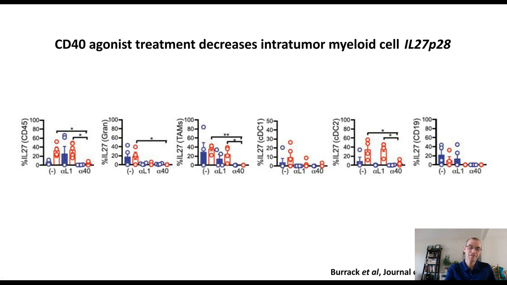CD40 agonist is in clinical trials to treat pancreas cancer and some other malignancies. So we thought it was rational to try one treatment with CD40 agonist at day 7 after tumor cell injection and see what that did to IL-27 expression by various immune cell types. And long story short, we saw a big decrease in IL-27 signal with CD40 agonist single therapy, but not with our PD-L1 single therapy, which we already knew prolonged survival and had effects on T cells. So it appears from these data that CD40 agonist is affecting the myeloid cells qualitatively.